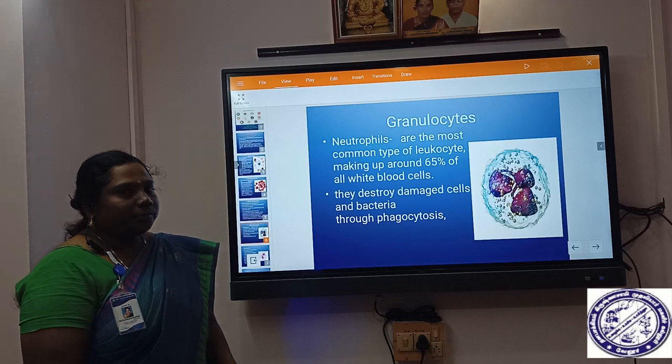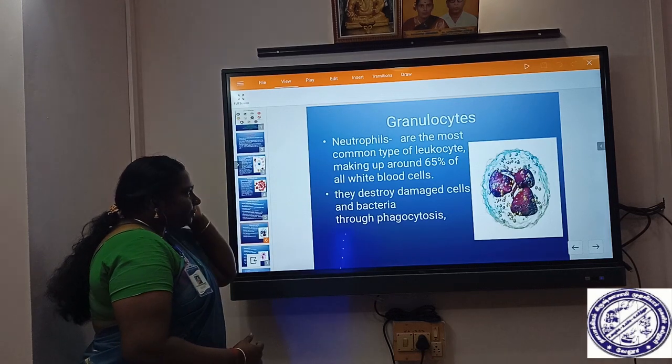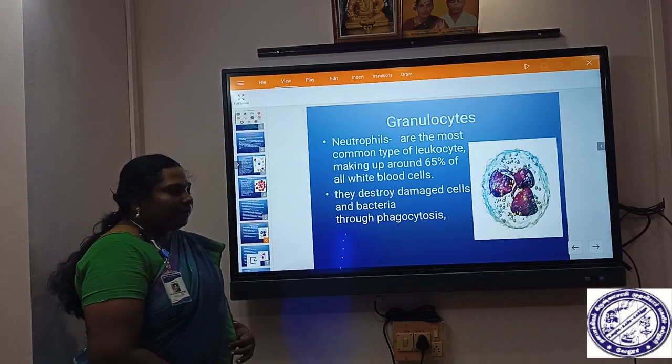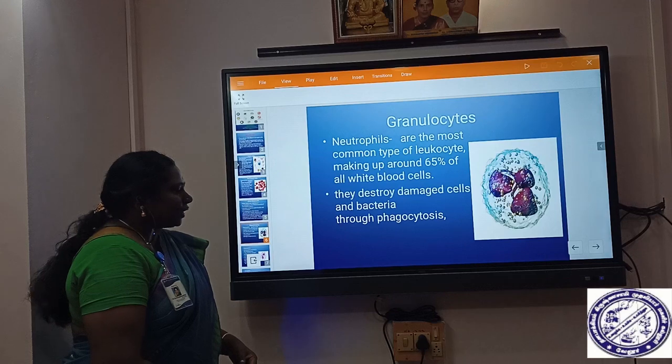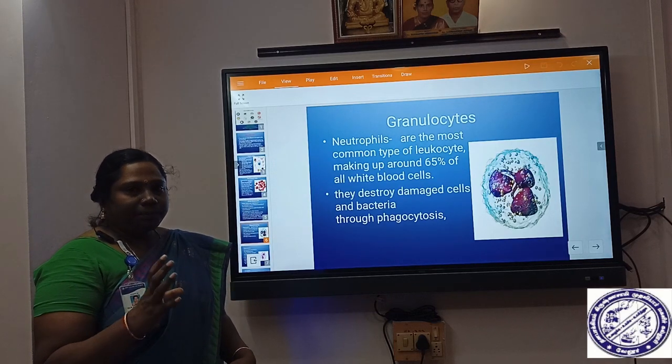Neutrophils are the most common type of leukocytes, that is the white blood cell, which makes around 65% of the white blood cell. They destroy the damaged cell and bacteria through phagocytosis, that is engulfing of the bacteria by the plasma membrane.